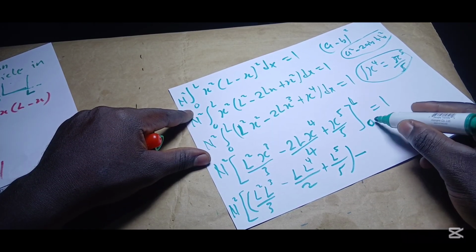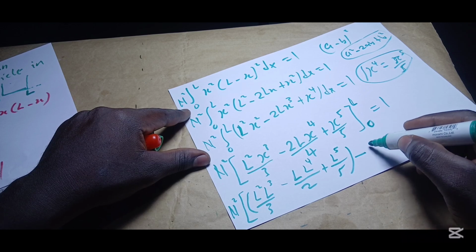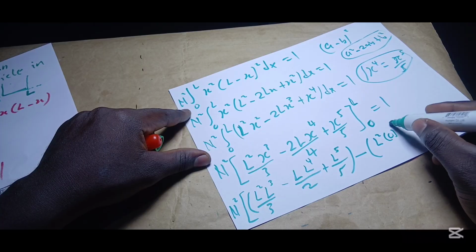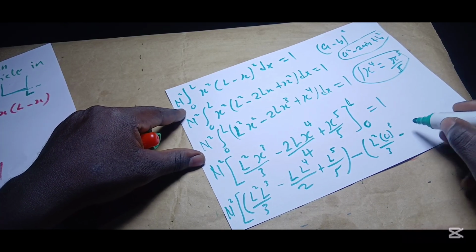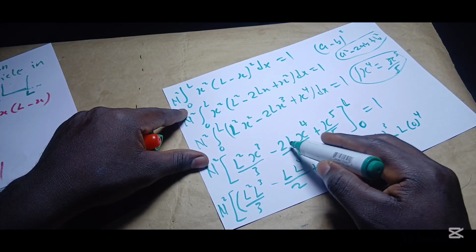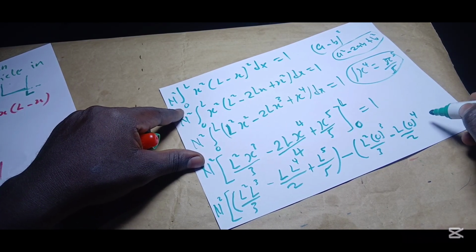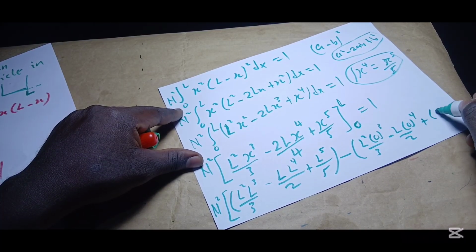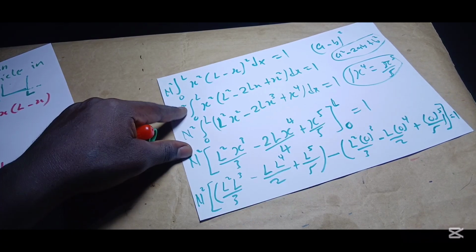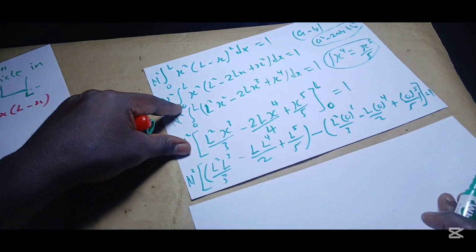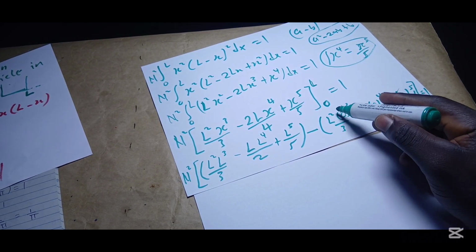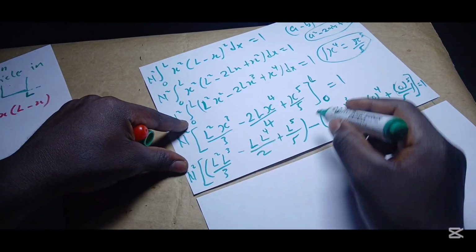We now put in the lower limit. Wherever we see x, we replace it by 0. So L squared multiplied by 0 to the power 3, all over 3, minus L times 0 to the power 4 over 2, plus 0 to the power 5 all over 5, equals 1. So this whole term here becomes 0, this becomes 0, this also becomes 0. So now we can just write this out in terms of this.